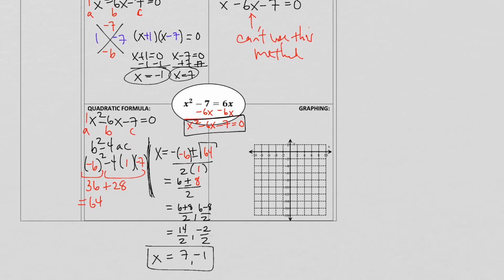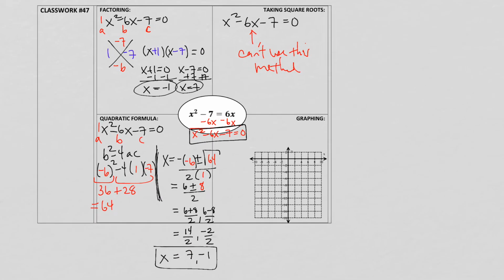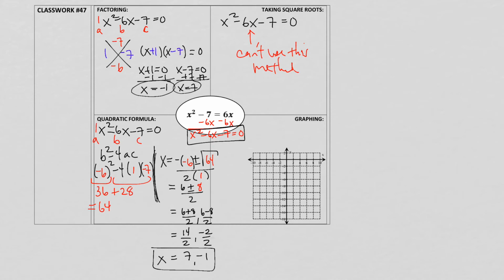Guys, please take a moment and compare. When we solved by factoring, we found x is negative 1 and 7. When we solved by the formula, we found x is negative 1 and 7. So you see, the result won't change, but we just have different approaches. You have to decide, given the problem that you're facing, which is the most efficient way to solve. Okay? Guys, to finish, we'll solve this by graphing.